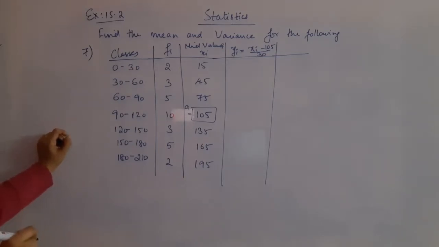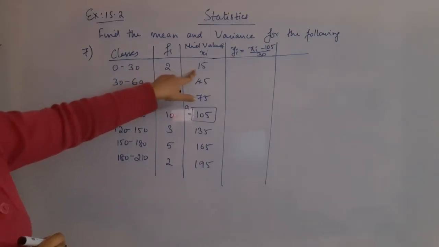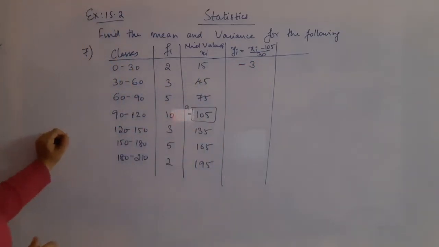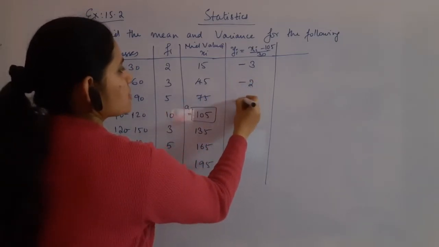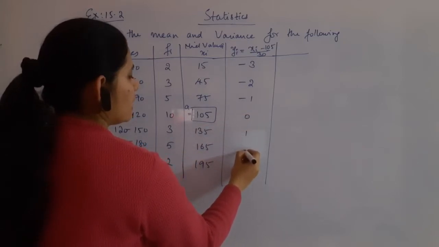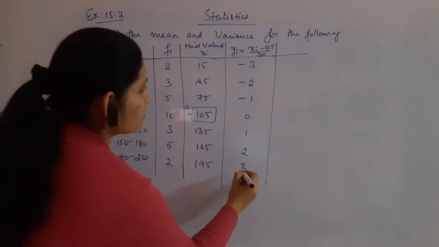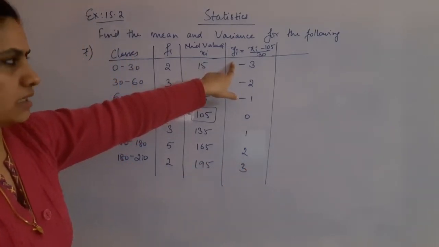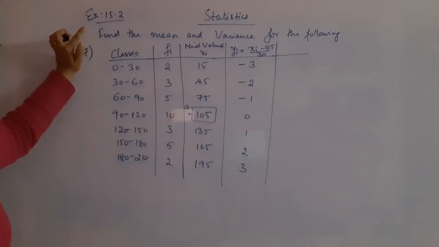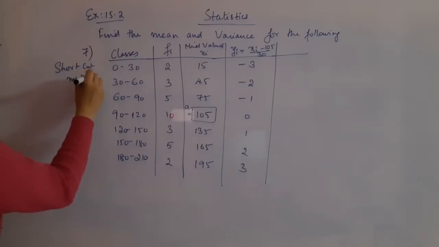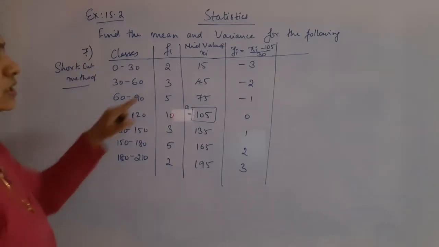Now calculate what values you will get. Dividing by 30 will give you minus 3, then minus 2, then minus 1, here it will be 0, 1, 2 and 3. These are the values you get when you are using the step deviation method. We are just using the shortcut method. This is your step deviation method.